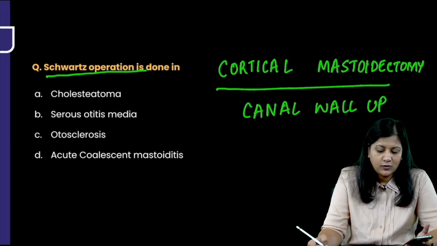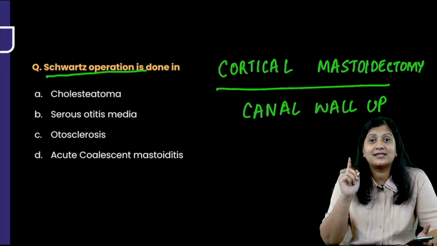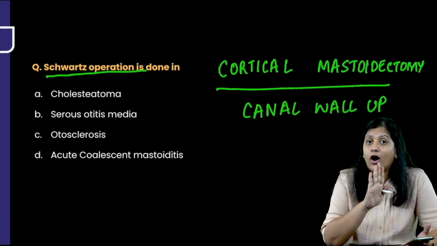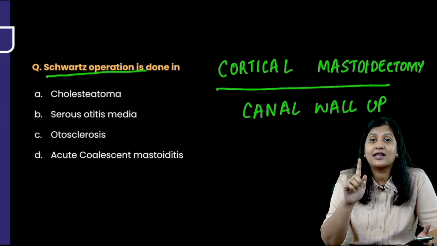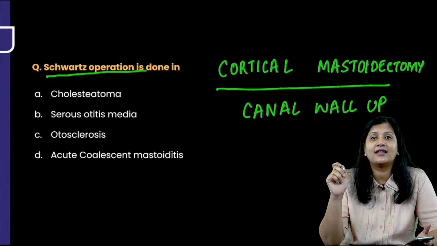Yes, I see most of you have answered this right. It is acute coalescent mastoiditis, but some of you are answering it as C. Schwartz sign is seen in otosclerosis. I am not asking Schwartz sign, they are asking you Schwartz operation. So again, these tricks are there in the exam.